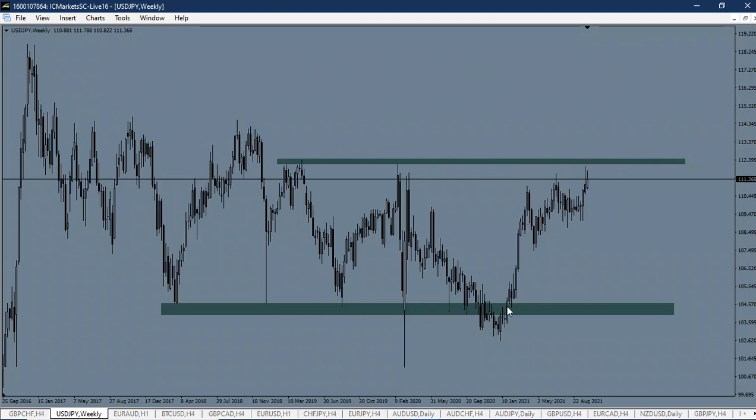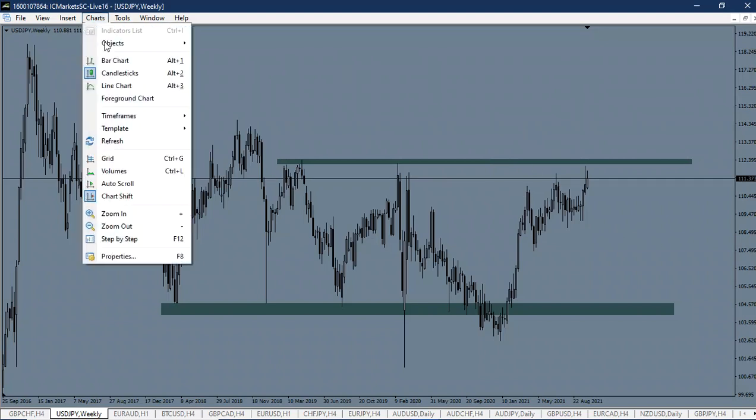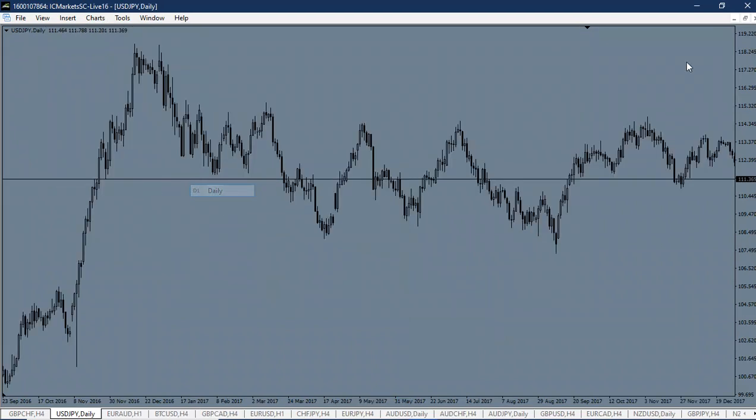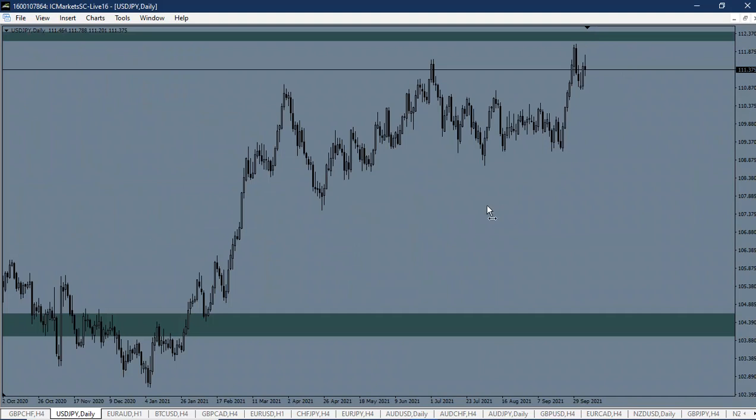And we see here we had an impulse, and we can see these higher highs and higher lows forming, which may be a structure forming, a reversal structure forming. So let's go to the daily time frame to see what's happening there.